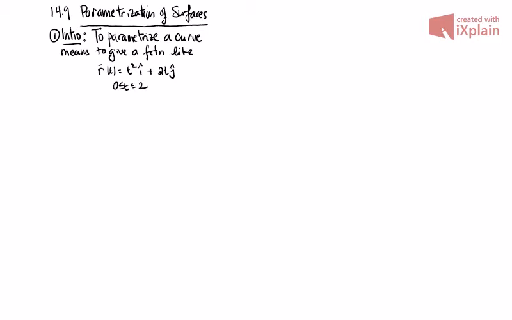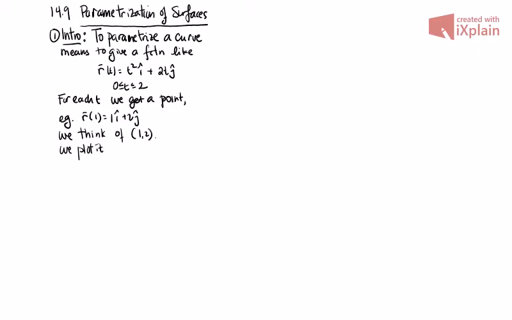What happens is, for each t we plug in, we get a vector. We think of the vector as a point and we plot all the points. So for each t, we get a point. For example, r of 1 is 1i plus 2j. We think of these as points, so we think of (1, 2) and plot it. All the points together give a curve.